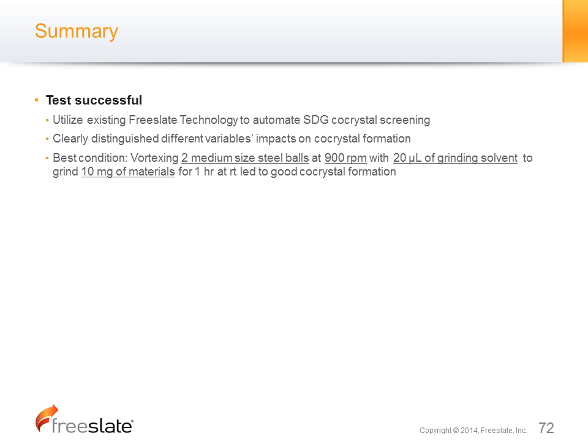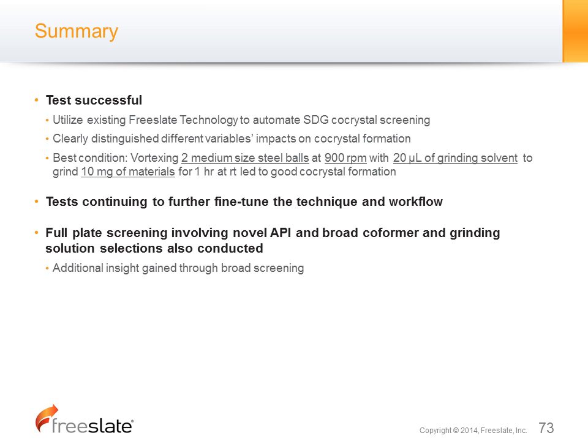And so this is the best condition. Vortexing at 900 RPM with two medium steel balls with 20 microliters of grinding solvent and 10 mg of materials for 1 hour at room temperature leads to good co-crystal formation, at least for this case. And testing is continuing in terms of fine-tuning this technique and the workflow itself.